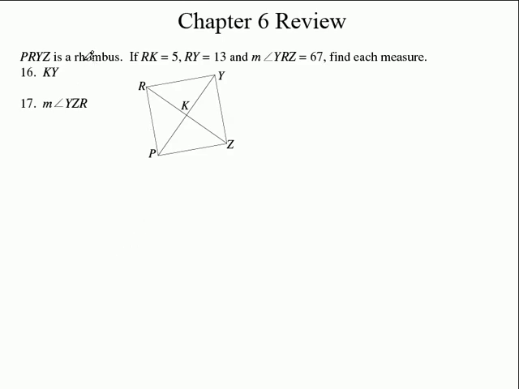Okay, now we're talking about a rhombus this time. Still a parallelogram, but it's a rhombus. A rhombus is all 4 sides equal to each other. Now this kind of looks like a square. It doesn't necessarily have to be a square. But all 4 sides are equal to each other.